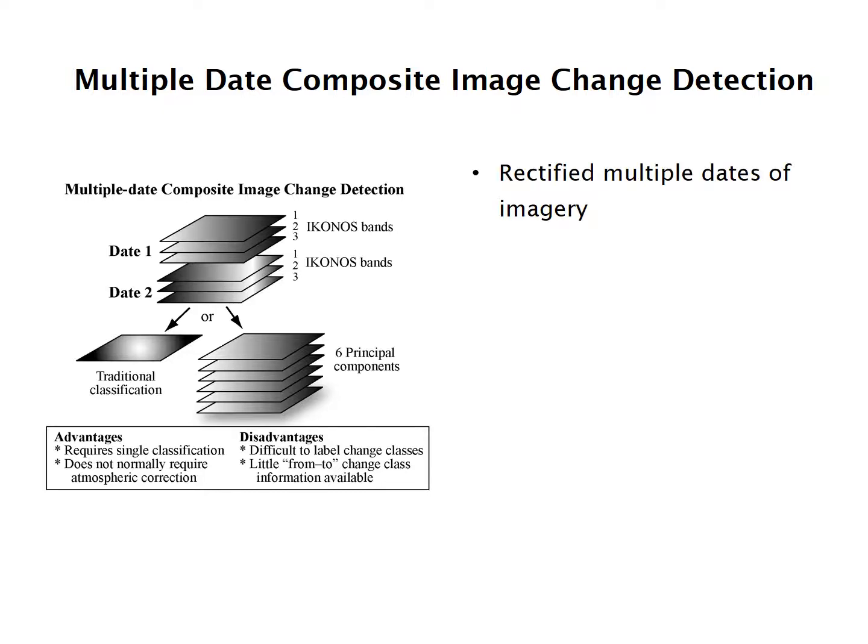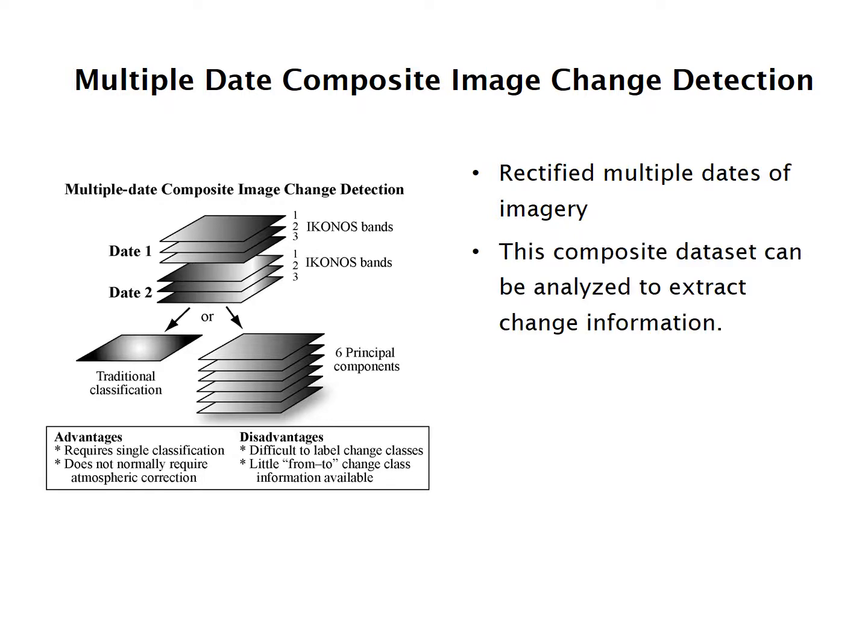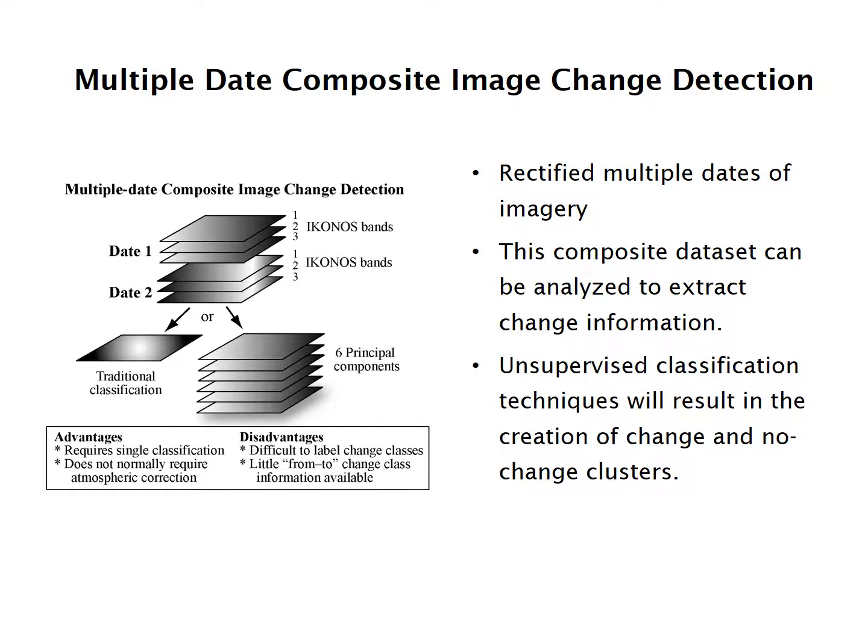In order to do this, you've got to rectify multiple data sets of imagery. This composite data set can be analyzed to extract the change information. Unsupervised classification techniques will result in the creation of change and no change clusters. The analyst must then label the clusters accordingly.